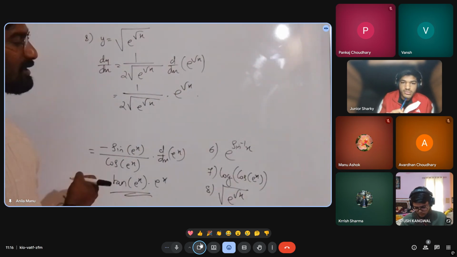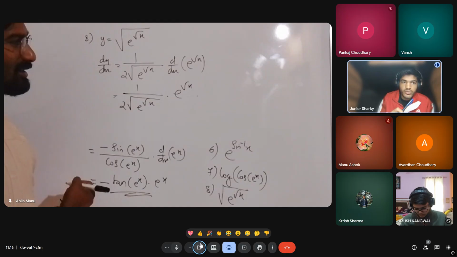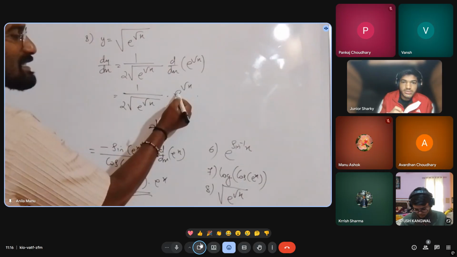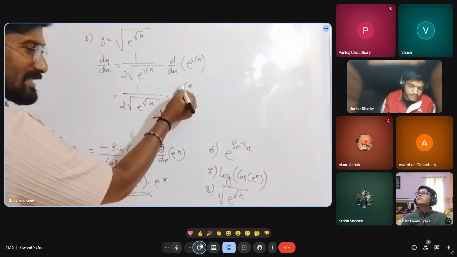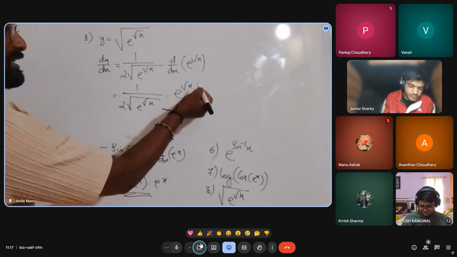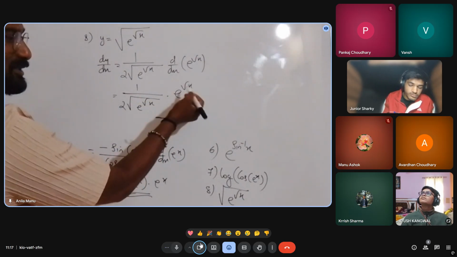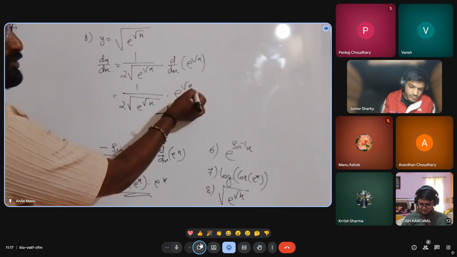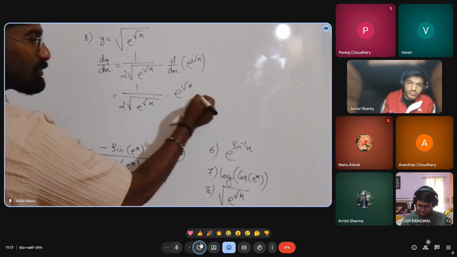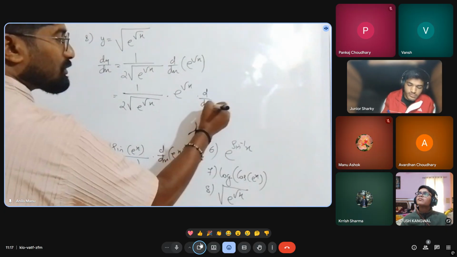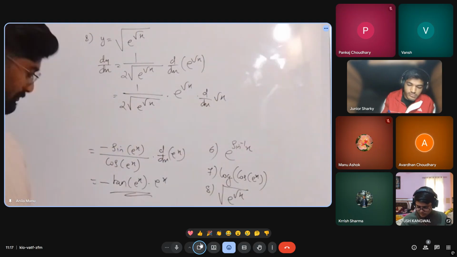Then do we have anything? Sir, yes, root x. If it is just x instead of root x, then no need to do more. But other than x, any function you have, x plus 1, x square plus 1, whatever it is, you have to differentiate once again. So here it is root x, that's why we differentiate root x once again.